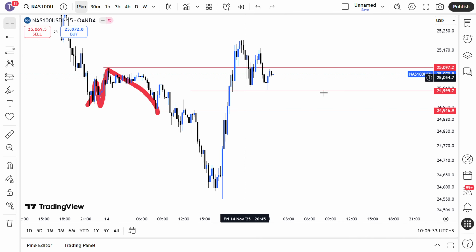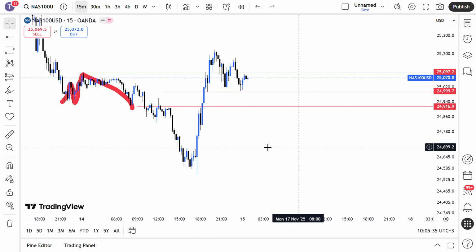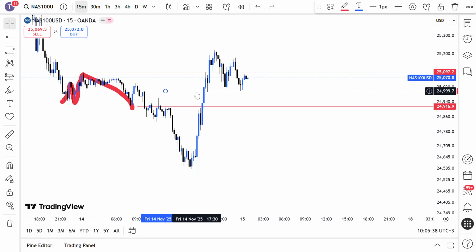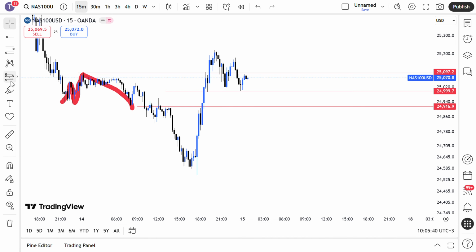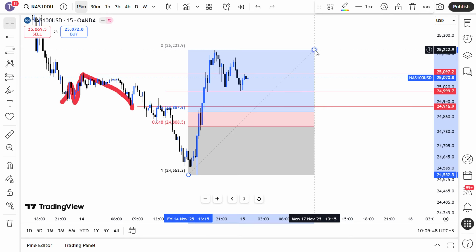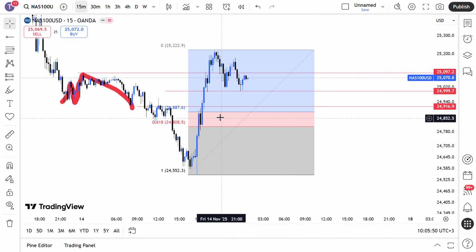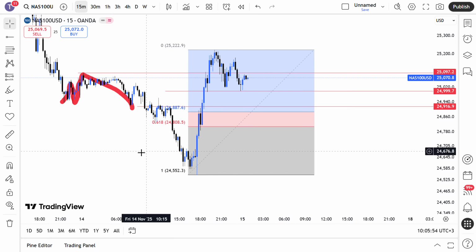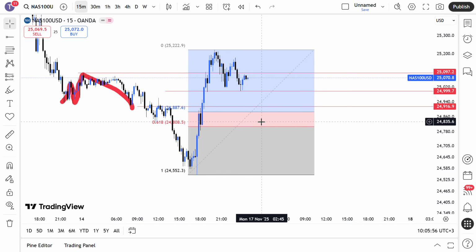And if I use this high as my change of character, I'll be expecting the price to come, for example, into the 50% level of the Fib level of the Fibonacci retracement tool before I have any of my entries. And you can see where the 50% level is. That is my entry point. That is where I want to see the price coming into before I have any entry.